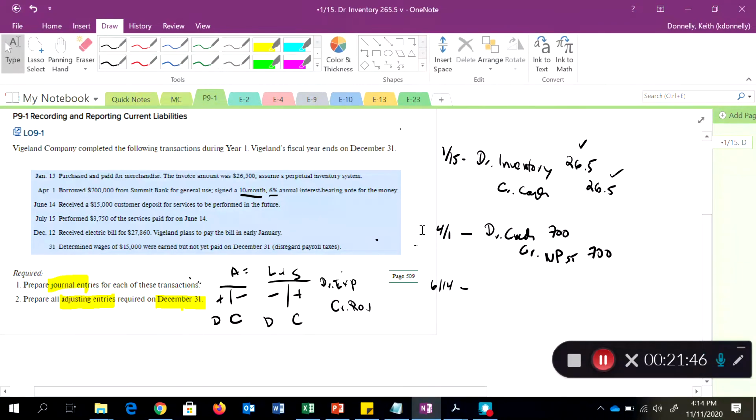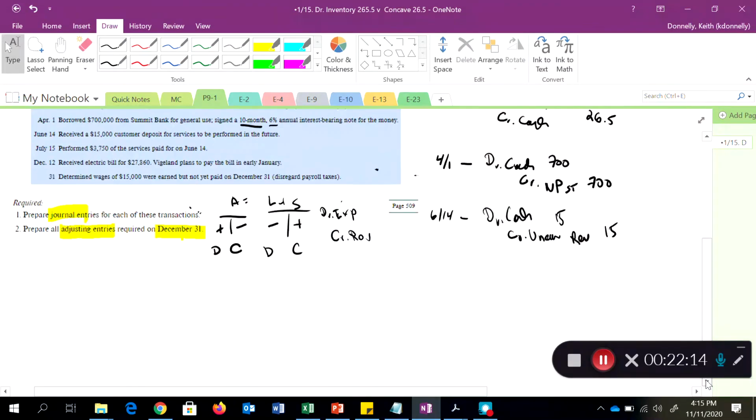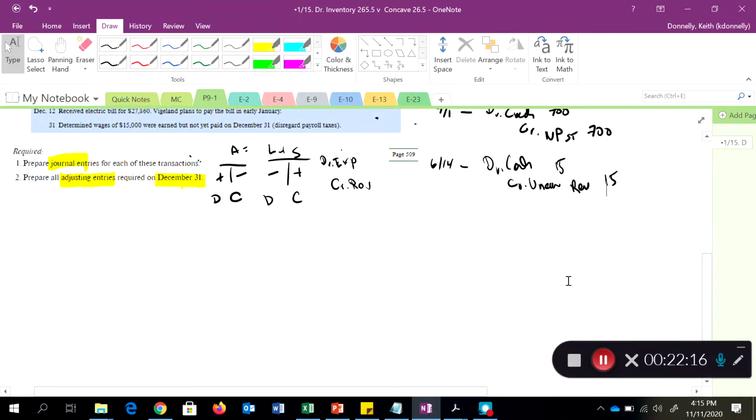So 6/14, looking at it. Remember, we got the money before we earned it. So we know that this is going to be, well, we got money, so debit cash, 15,000. Credit, you could do one of two things, deferred revenue, or what I would just put to make it easier is unearned revenue, 15,000. You could also see deferred revenue. So like I said, the journal entry they might use in the homework is deferred revenue.